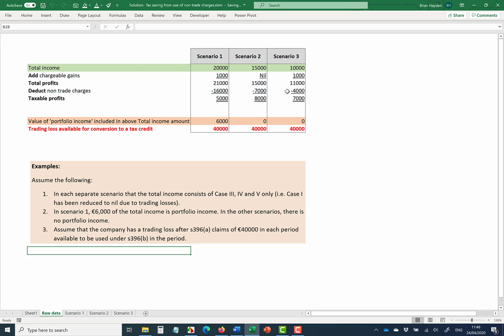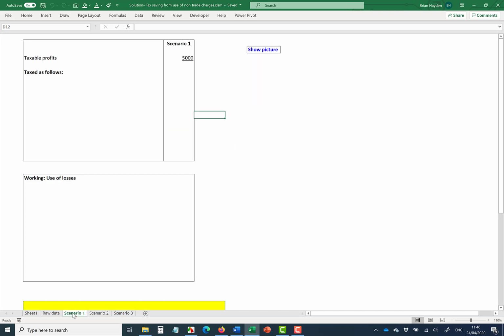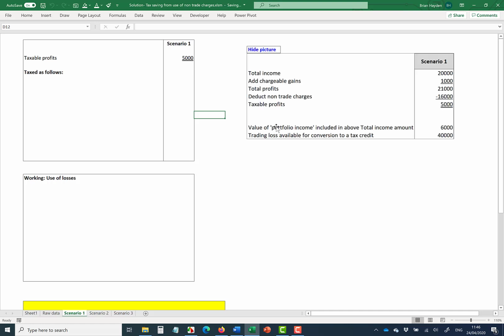And in each case we've got the use of non-trade charges. So you're basically asked to calculate the tax liability of the company for each separate scenario and calculate then the loss to go forward to future periods. So I'll go through the first scenario. Okay, so just to carry forward the image here. So here's the details of scenario 1.